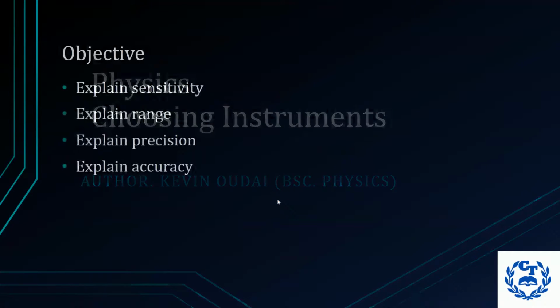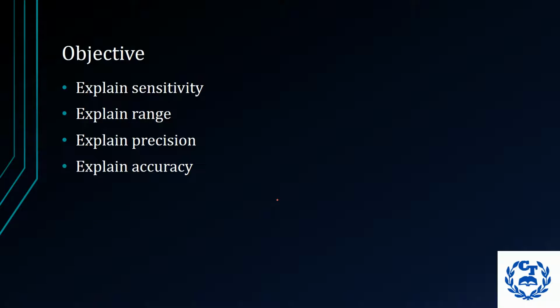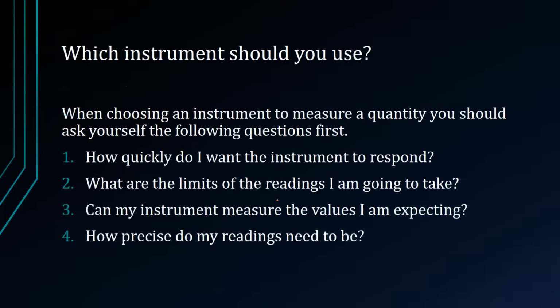In this lesson, we're going to be looking at choosing an instrument. By the end of it, you should be able to understand a little bit more about sensitivity, range, precision, and accuracy when you're talking about taking readings or using instruments. Whenever you're using instruments, the first thing you have to do is choose the correct instrument for whatever quantities you're going to measure.